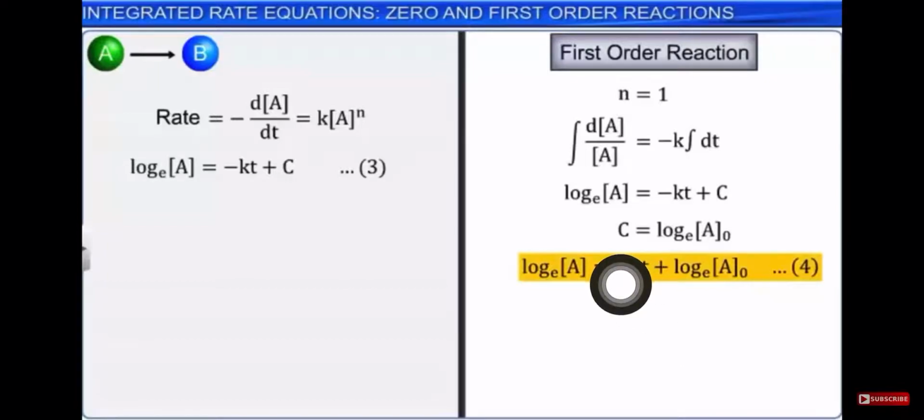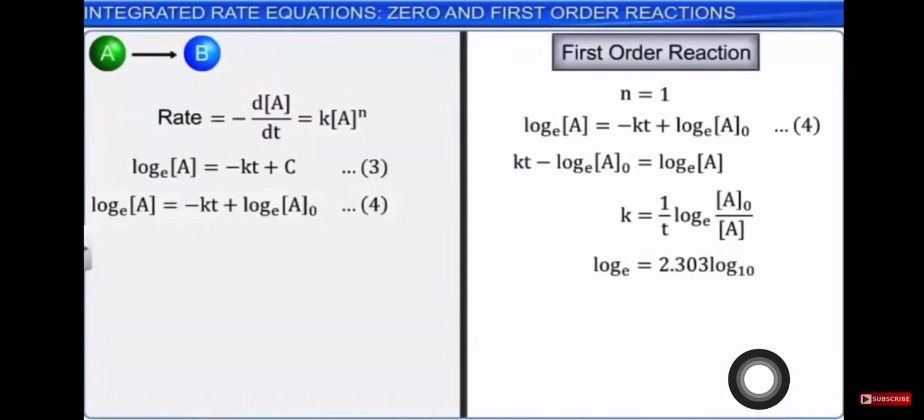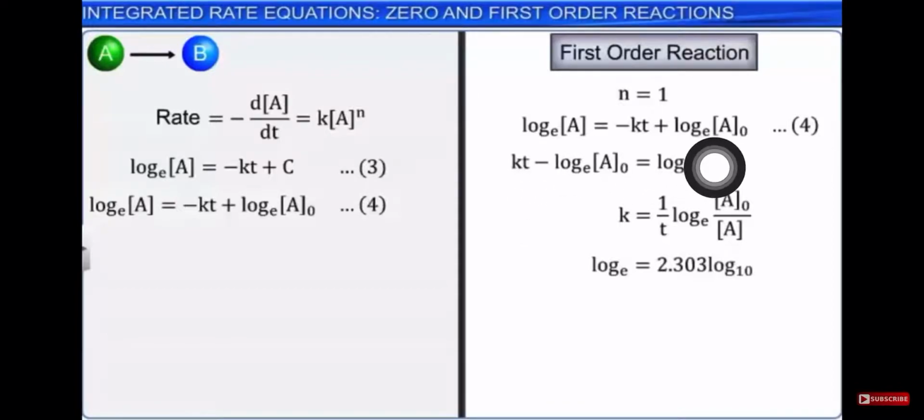Now instead of C, in this equation we are putting the value of C as log e concentration of A0. So we are getting log e A is equal to minus KT plus log e concentration of A0. Okay, so this is our equation. Now by rearranging the terms we get KT is equal to log e A0 minus log e A.